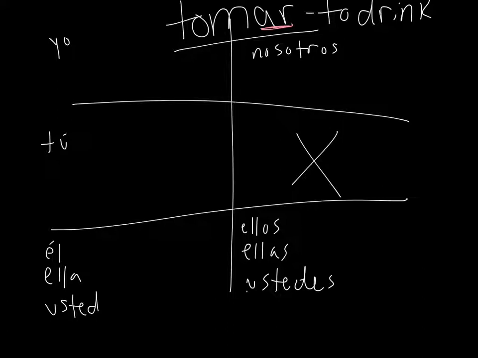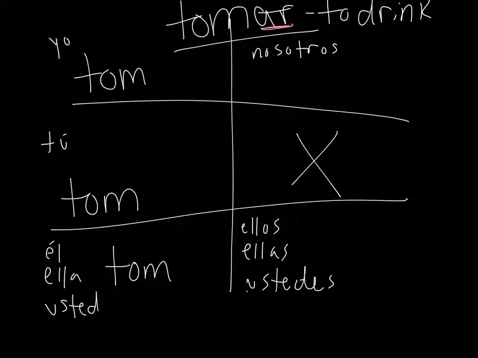Now, like the note said, we basically drop off the AR. So we're going to drop it off and write what remains in each box. T-O-M, drop the AR. So then you have to know where the verb endings go.